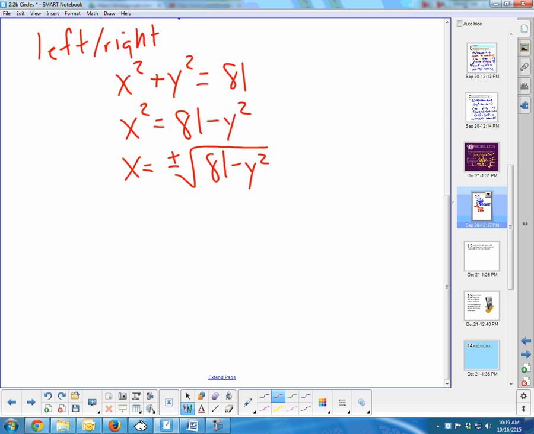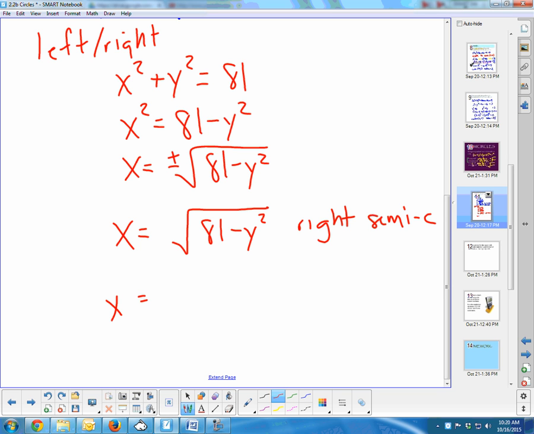That x equals the square root of 81 minus y squared. I've got the larger values here, the positive square root. On the coordinate plane, larger values of x are to the right. So this is going to give me my right semicircle. If I separate it out, and I have the negative square root, those are going to be smaller values of x. On the coordinate plane, smaller values of x are to the left.